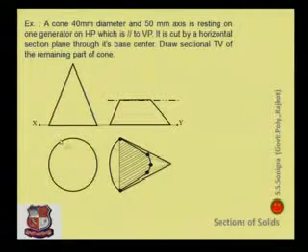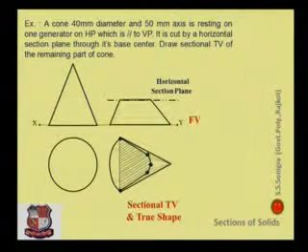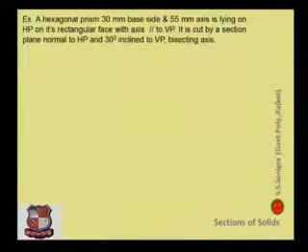Front view is a triangle, top view is a circle. This is the removed portion, this uppermost portion is removed, and this is the true shape of this given solid. Sectional top view, true shape and horizontal plane.